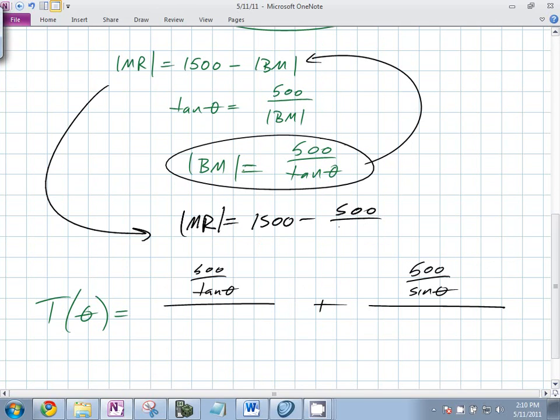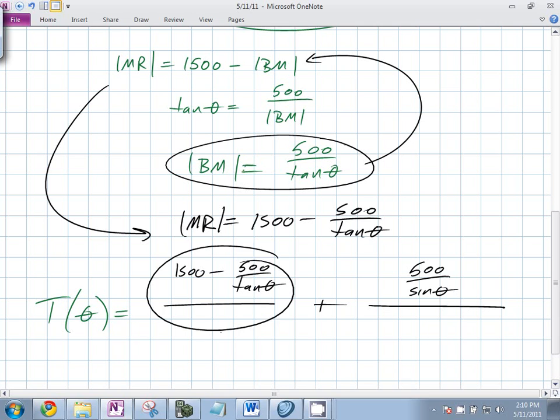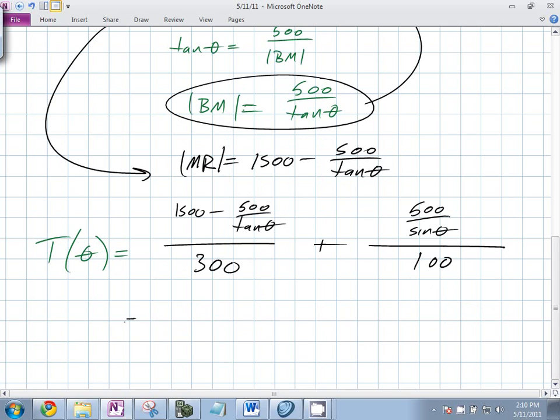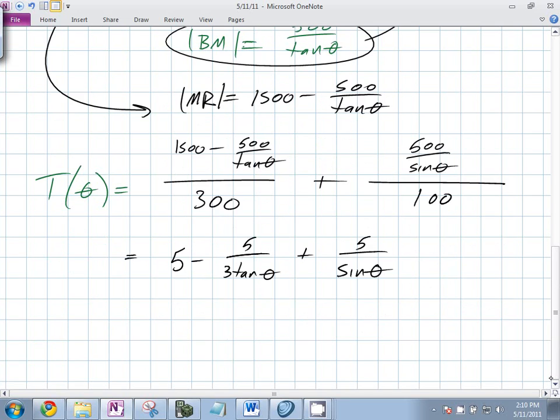It looks ugly, but it simplifies rather well. It is 1500 minus 500 over tan theta. Now this right here is the distance on pavement. So what's the rate there? 300, and the rate over here? 100. Let's clean this up a bit. Turns into 5 minus 5 over 3 tan theta plus sine theta. What can you factor out?